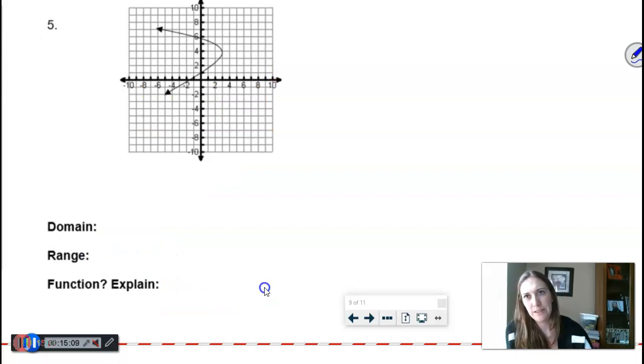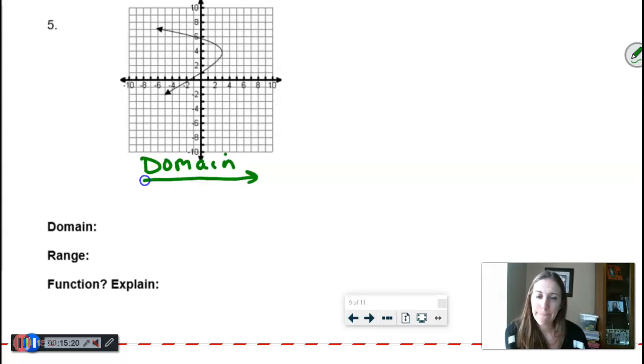All right. Oh, that's a weird guy. Looks like a horizontal parabola, but it's going a weird way. So same idea. Domain is from left to right. Range is from low to high.